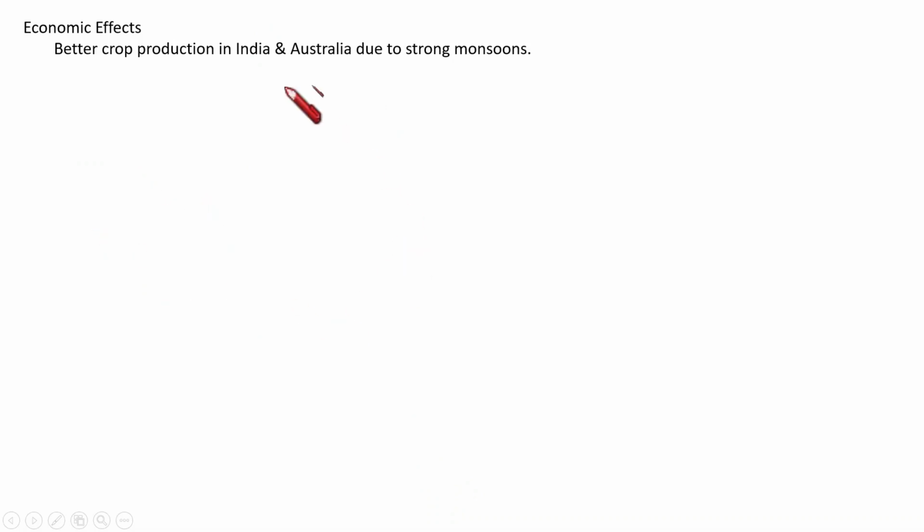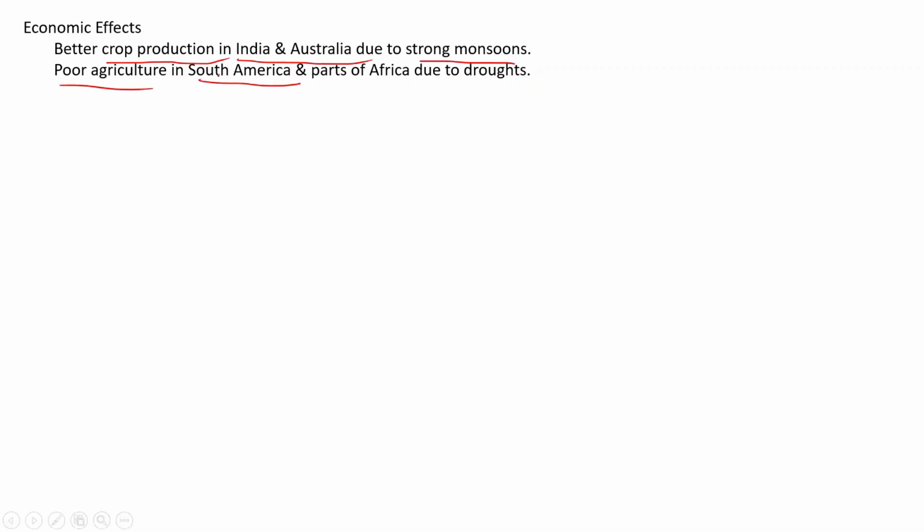Economic effects. Because of strong monsoon, crop production will improve in India and Australia during La Nina. At the same time, South America experiences poor agriculture, and parts of Africa also experience poor agriculture due to droughts. Then in North America, due to cold weather, they need to use heaters to defend against that extreme cold weather. So high energy demand also happens in North America.